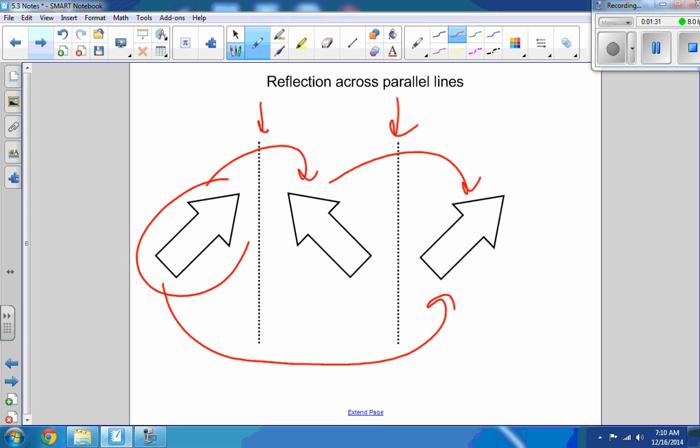Look at our images, from our original to our two-times reflected image. And they're the same. When you reflect across two parallel lines, you actually just end up with a translation. It's just you're moving the image across.